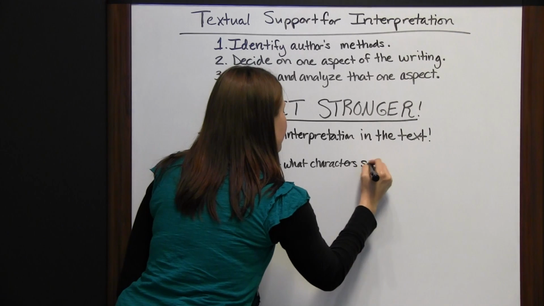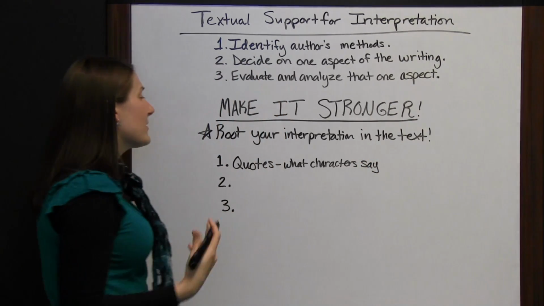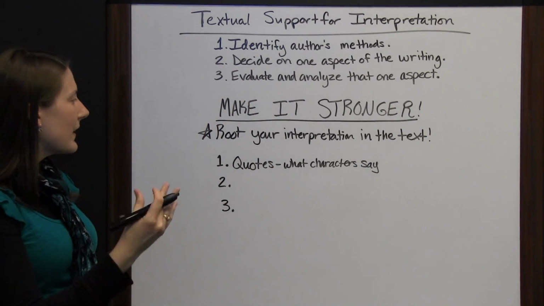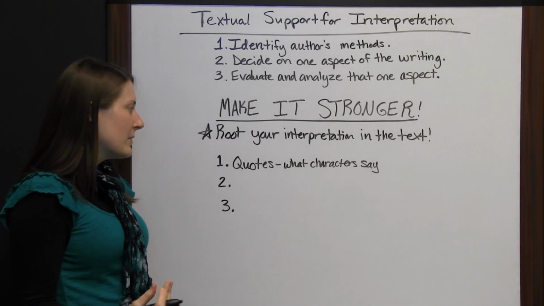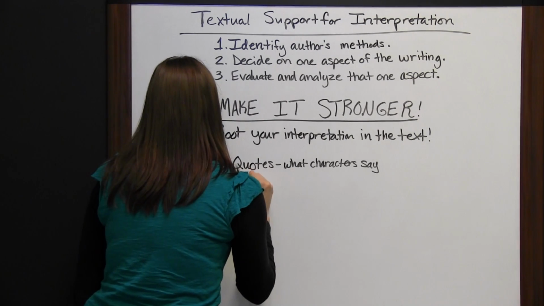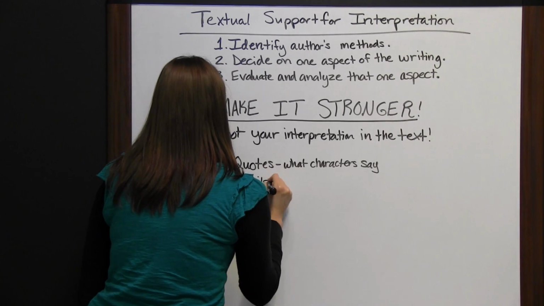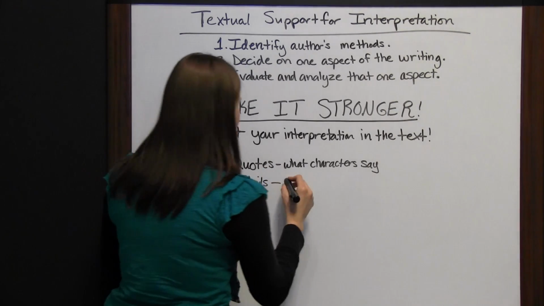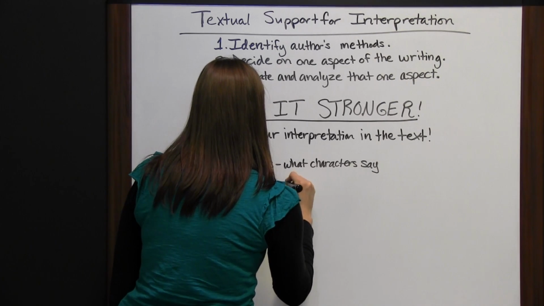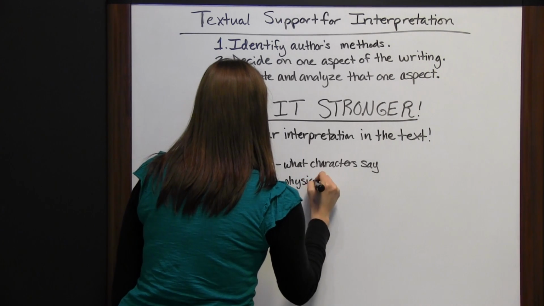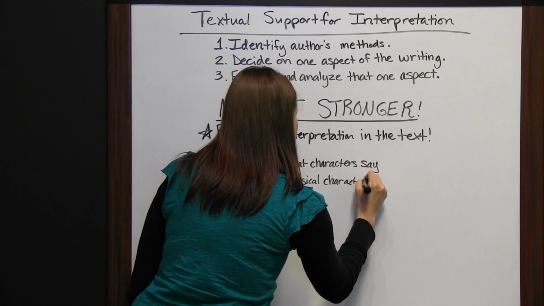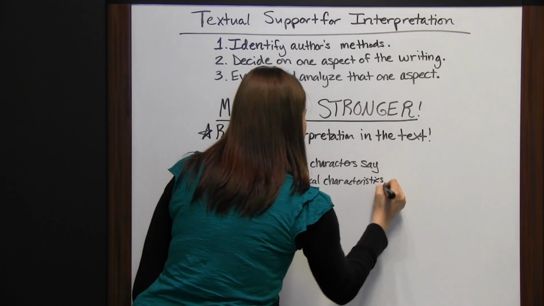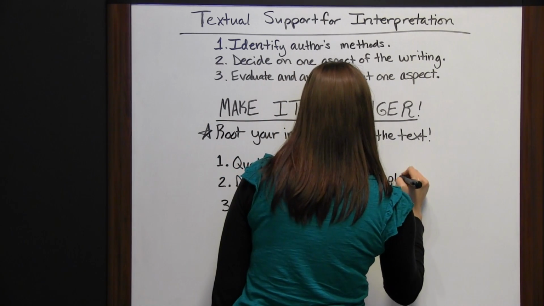This could be something that affects the tone, or it could be something that reflects on a character, or it could be something specific letting you know what's happening in the plot. Look at details from the story. It could be how someone looks, so physical characteristics. It could be specific things that happen in the plot.